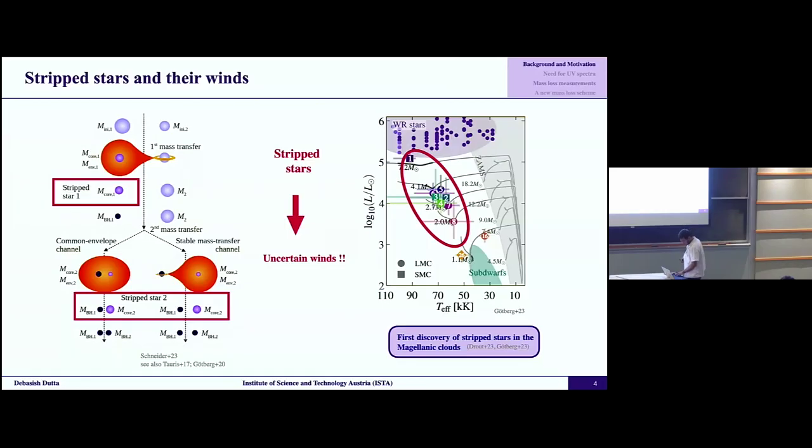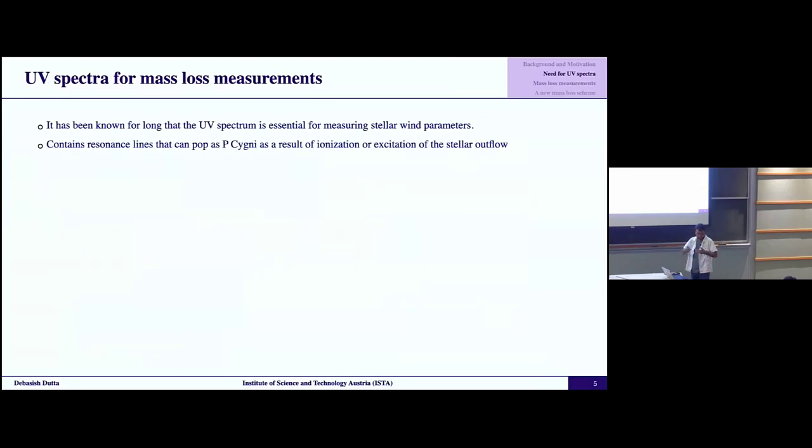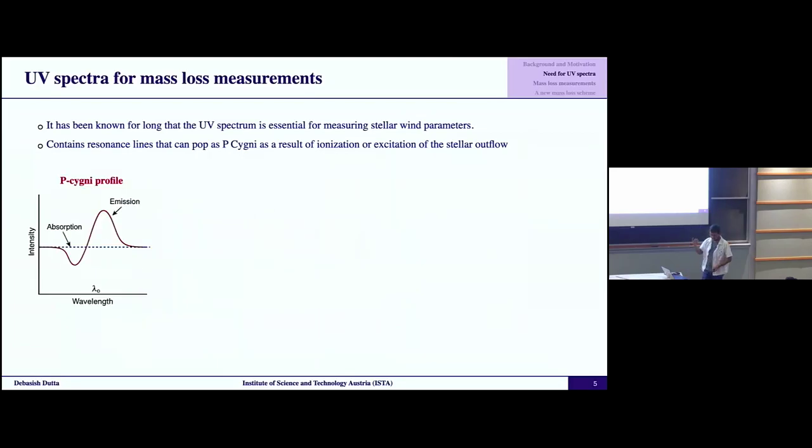Now, the stars that you see on the HR diagram here have been placed on this HR diagram from optical spectra. But if we want to know more about the wind properties, we need the UV spectrum. This is because the UV spectra contain these classic P-Cygni lines, which are a signature of stellar winds. This is how a P-Cygni line looks like. This is a resonance line.